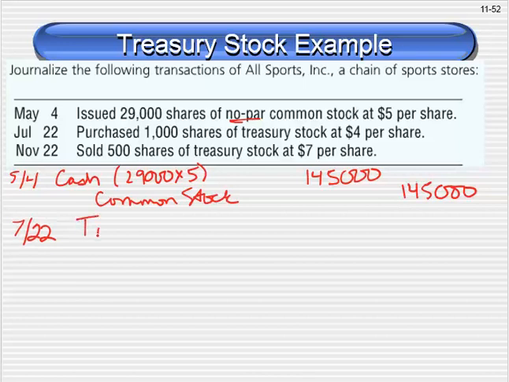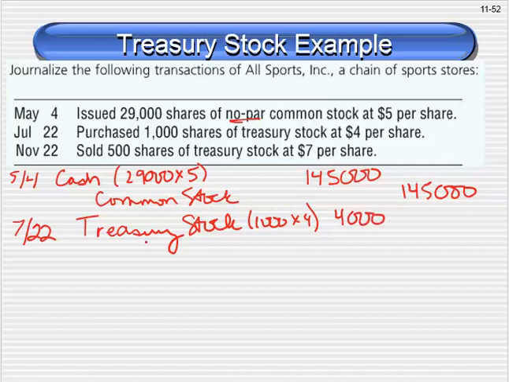Then on July 22nd, it says we purchased 1,000 shares of Treasury stock at $4 per share. Well, we'll debit Treasury stock at cost, which was 1,000 shares times $4, so 4,000, and we credit cash because we had to pay for it when we bought it for the same amount, $4,000. That's what we wrote a check for when we were all done.